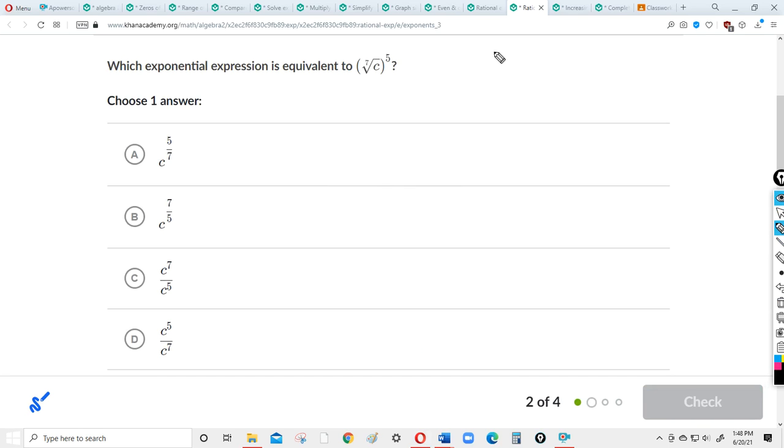Remember, the numerator is the exponent and the denominator is the root. Now we have to work backwards. We have our variable c. The numerator is the exponent, so you can see the exponent here is 5. And the root is outside of the radical symbol. You can see that's a 7. The root goes in the denominator. So it's c to the power of 5 over 7. Answer A.